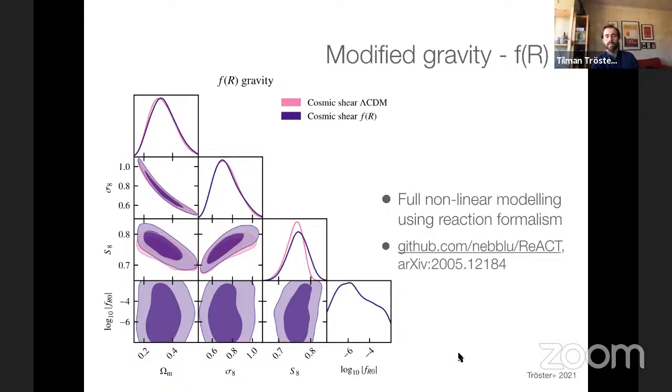The note here is we didn't do this with the 3x2-point results or the data vector, because at the moment this code only does the matter power spectrum, so we don't have a corresponding bias model. Because we want to have a consistent modeling, we choose to stick with just the cosmic shear constraints here.